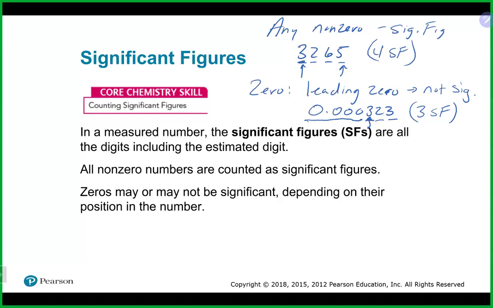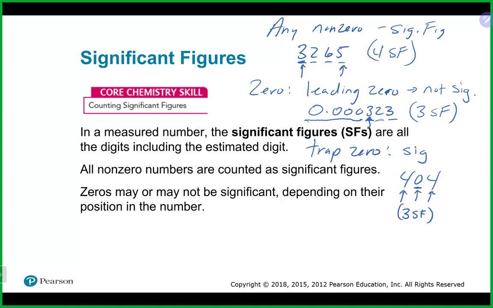Next one is sometimes called a trap zero or a captive zero. Those are going to be significant. And these are zeros that are trapped between 2 non-zero numbers. So if I have a 404, once again, we're going to start counting on the left. This is our first non-zero number, which means that is where we start counting our significant figures. This 0 is trapped between 2 non-zero numbers, which means it's significant. And that is a non-zero number. This guy right here, 3 significant figures.